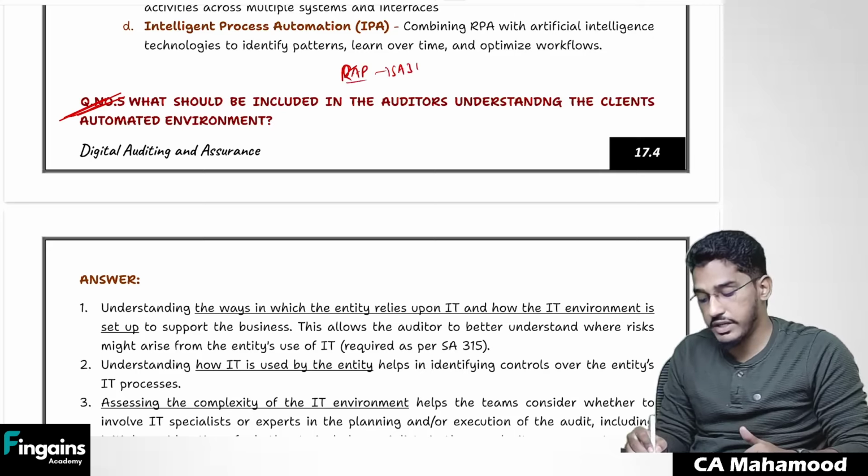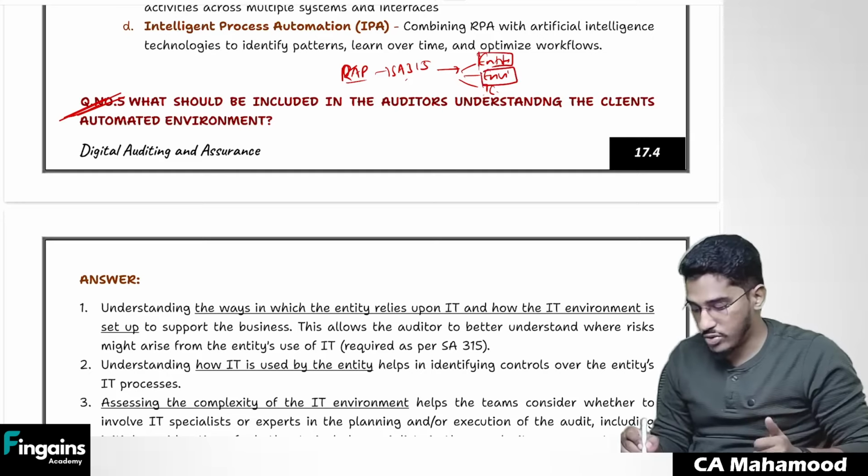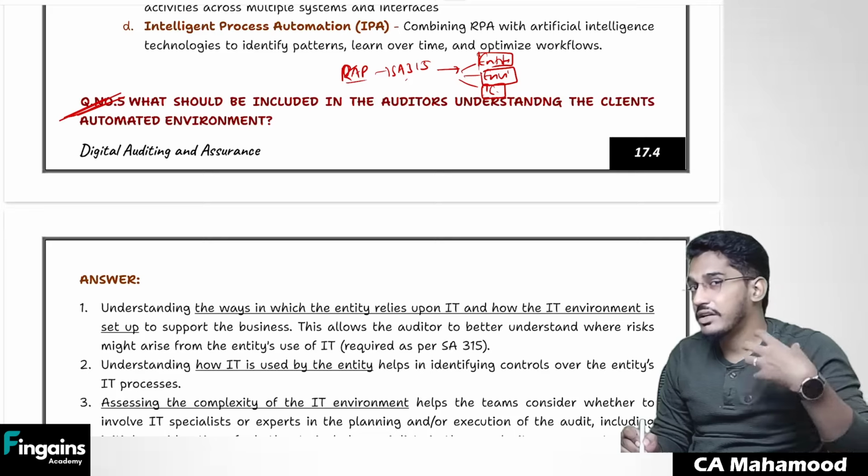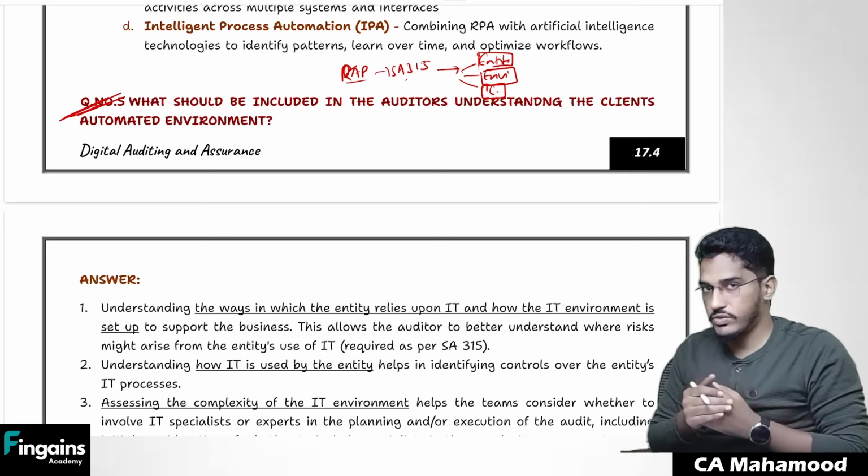And when I say risk assessment procedures, it involves three things: understanding of the entity, understanding of the environment, and understanding of internal controls. So we need to understand three things as a part of risk assessment procedures. We need to understand the client's entity, the client's environment, in what kind of environment my client is operating, and also what kind of internal controls my client has.